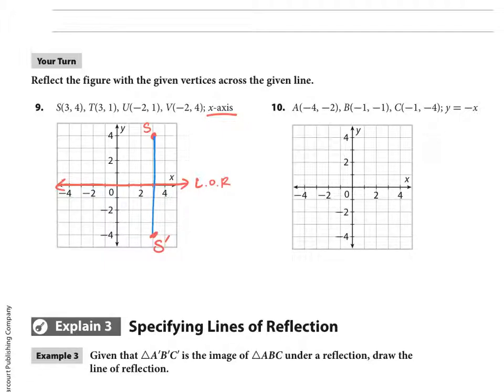Okay, so that's review of last year. Number 10 is going to be a little bit more challenging. Well, let's do one of the points, -4, -2. Here's point A. And this time we're going to reflect it across this line, y equals -x. Remember that whatever x is, y is the opposite, except for 0. If x is 0, y is 0, right?